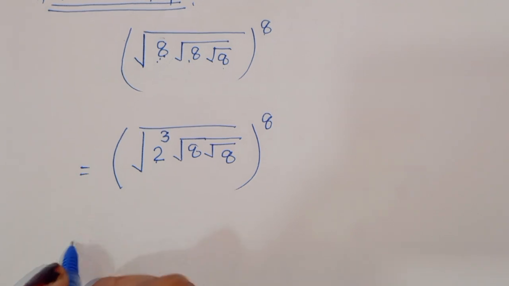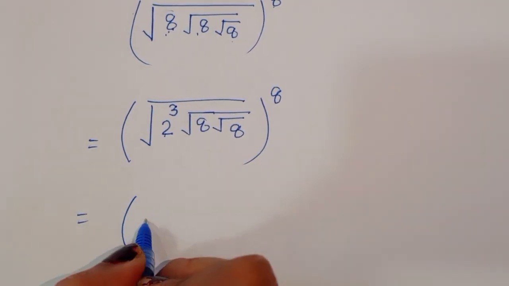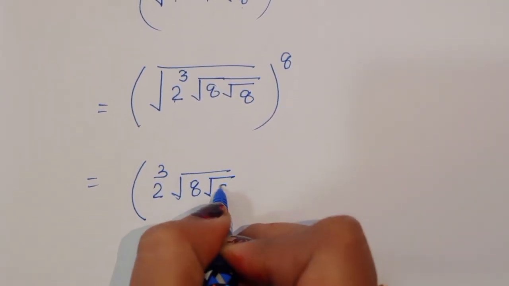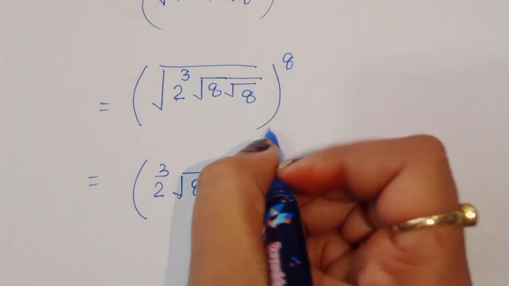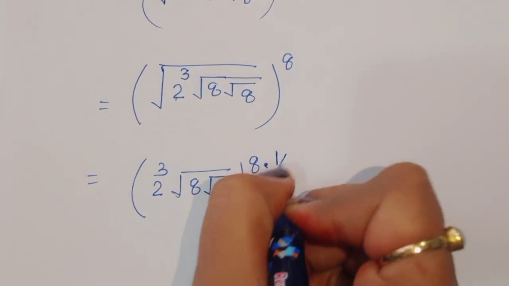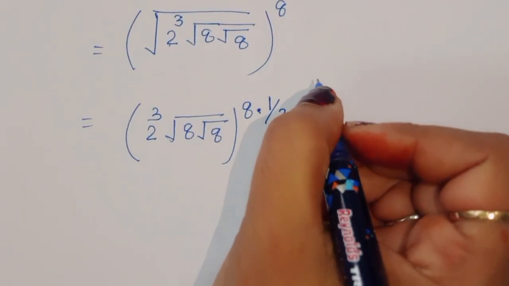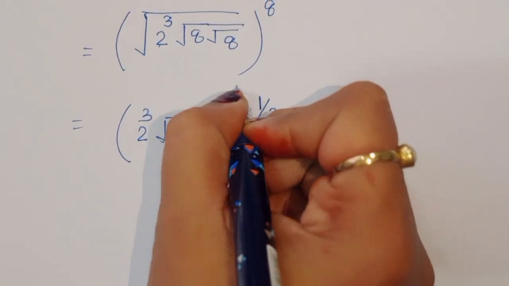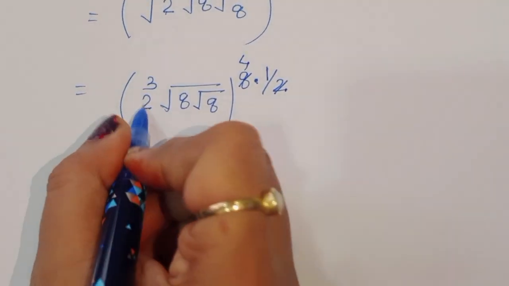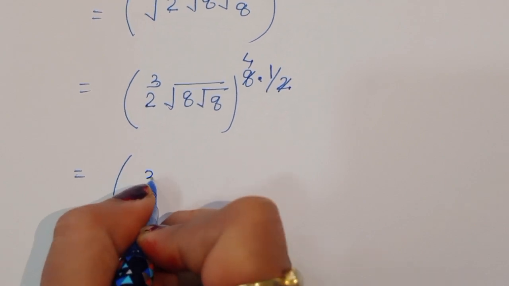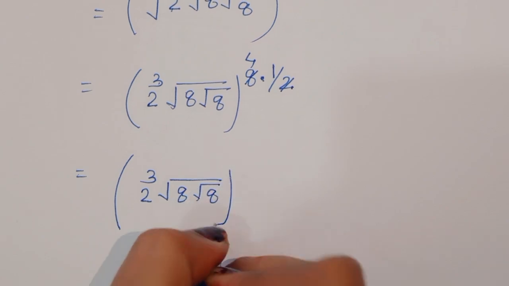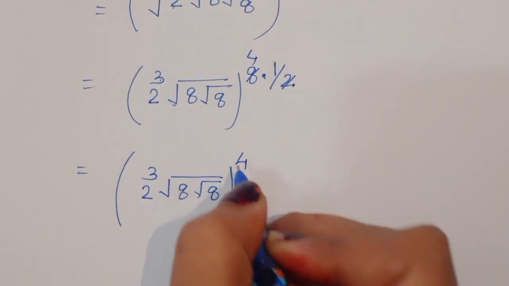In the next term we use 2 power 3 times the square root of 8 under the square root of 8 power 8, and times this square root, 1 by 2 and 1 by 2, right? So we can cancel this, 2 fours are 8. Now it is equal to 2 power 3 times the square root of 8 under the square root of 8 power 4, right?